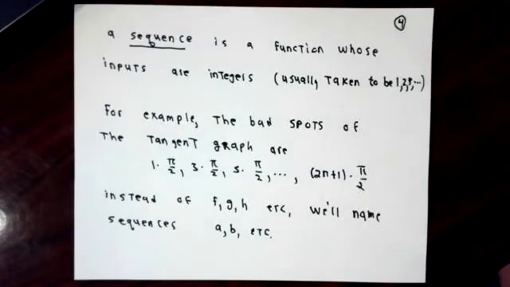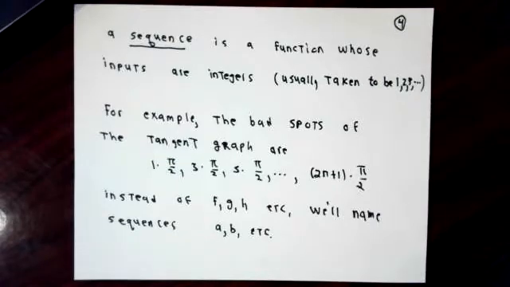We're going to have a new word. The word sequence is going to mean something very specific to us. A sequence is a function whose inputs are integers. Usually we use integers 1, 2, 3, and so on. Sometimes we start at 0 instead of 1. Sometimes it might be convenient to start some other place, but in any case, a sequence is just a function, except that you're only allowed to put integers into the function.